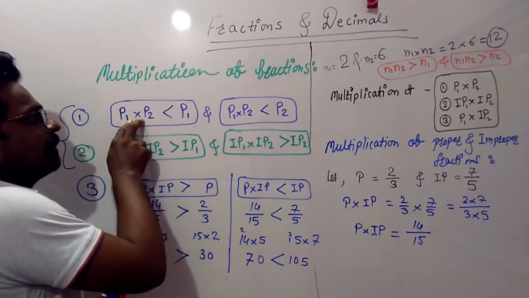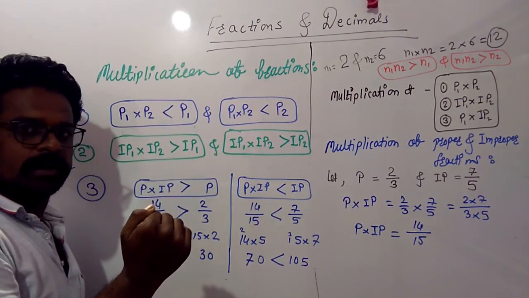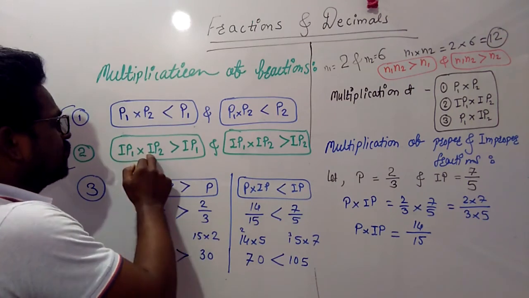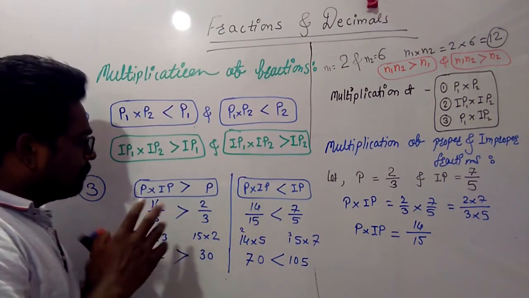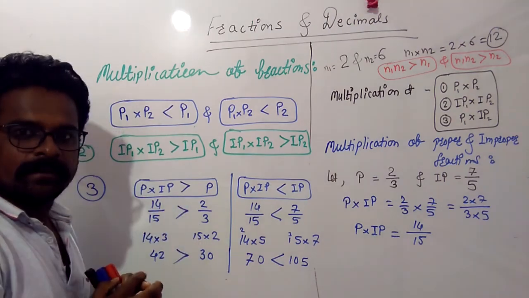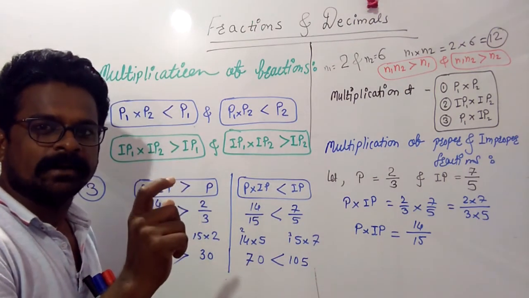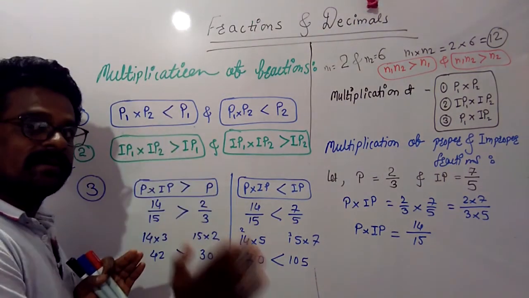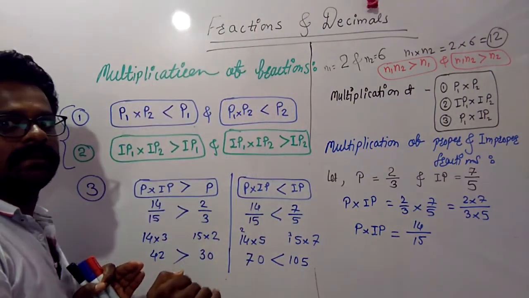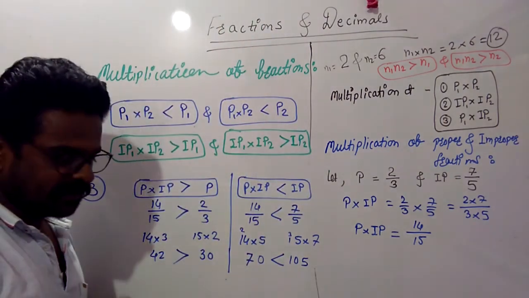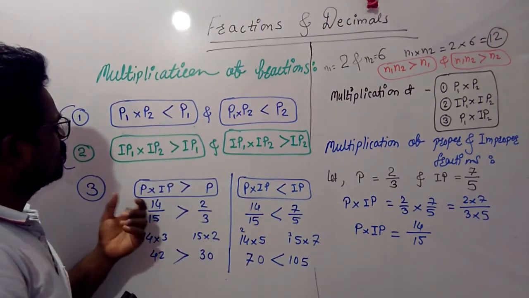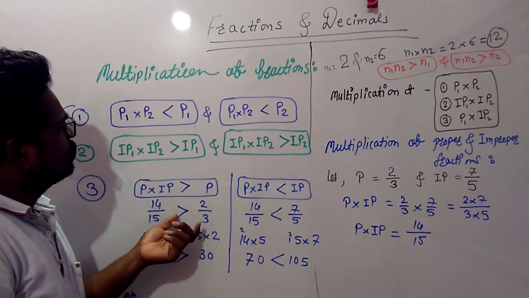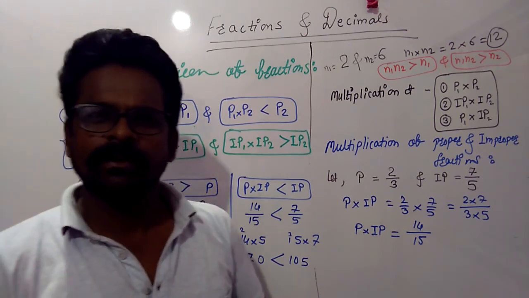The product of two proper fractions is always less than proper, and the product of two improper fractions is always greater than improper. But when proper and improper is there, then the product of proper and improper is always greater than the proper and less than the improper. Okay, fine, no problem. So this is the part under product of proper and improper fractions.